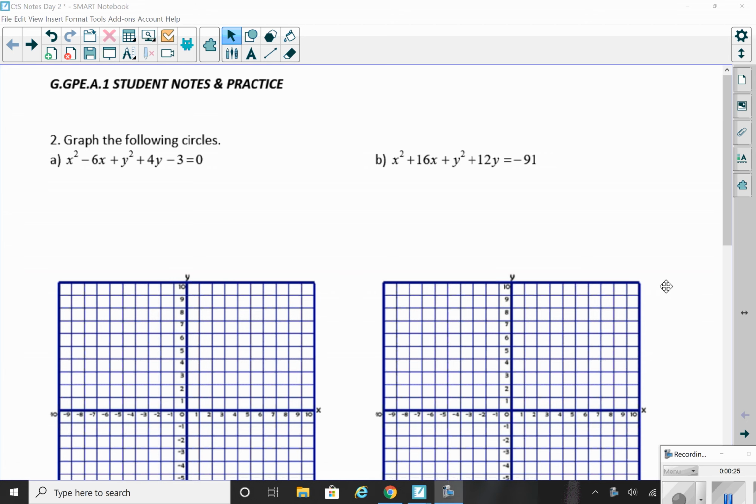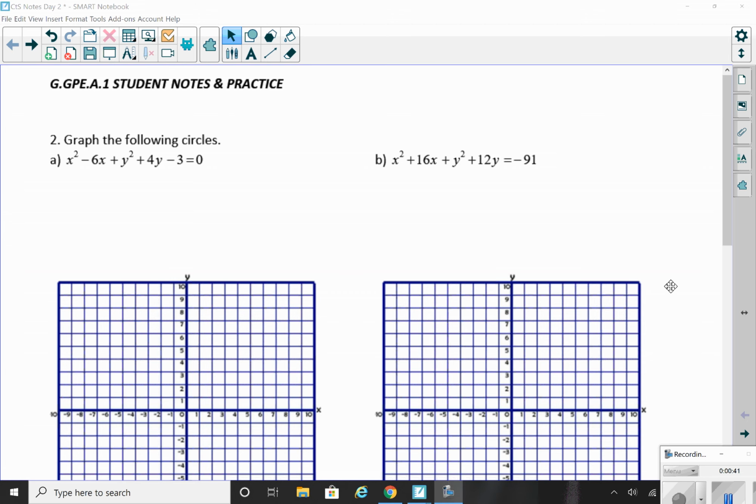This is, I believe, page 46 in your packet, but I'll also attach it separately in Google Classroom, so you might want to have it printed out. But if you don't have a printer, just do these problems in your graphing spiral. But again, you do need graph paper to graph your circles.